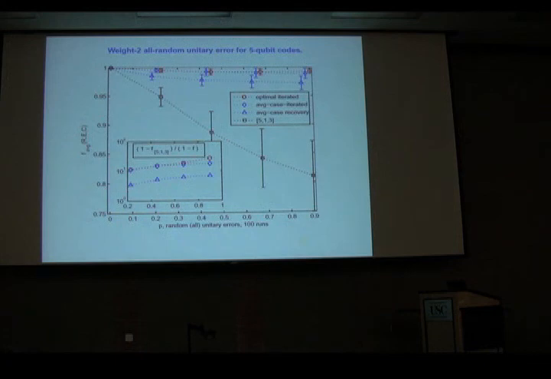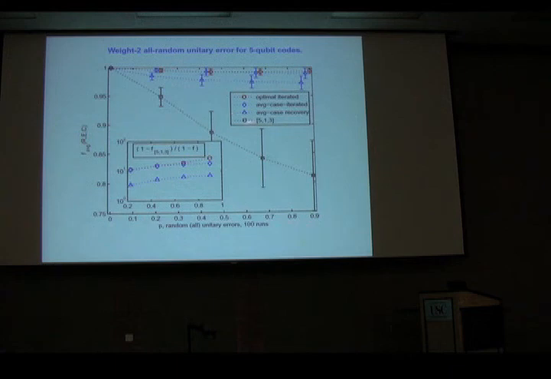This is another example with the 5-qubit code. So now what we've done is we have weight 2 errors. Every unitary in the weight 2 is a different unitary, all randomly selected. So in the previous example, one random unitary was selected and plopped in. Now every time we do a run, we randomize every single one of the unitaries.